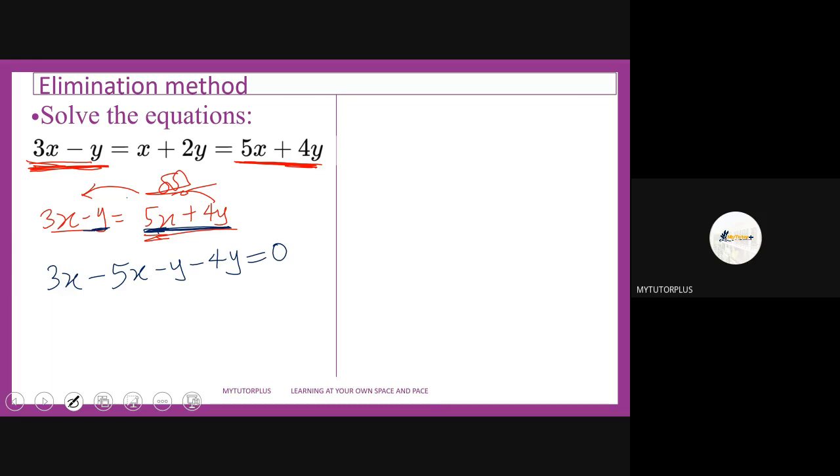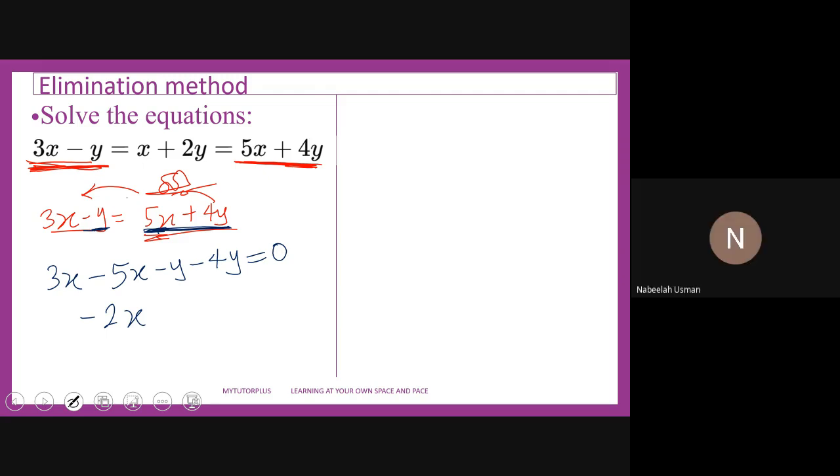Now, from what I'm having in this place, I think all my answer will be equals to 0 based on what I'm thinking. However, just understand the process. So from what I'm having here, 3x minus 5x will give us what? Minus 2x. Then minus y minus 4y will give us what?